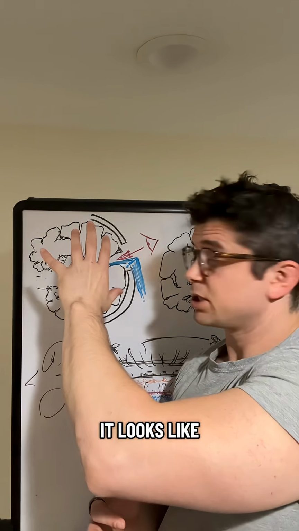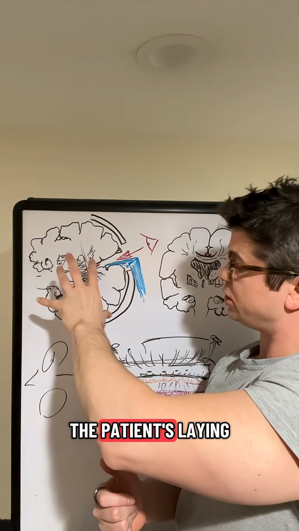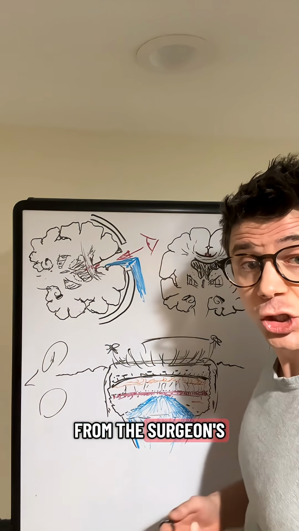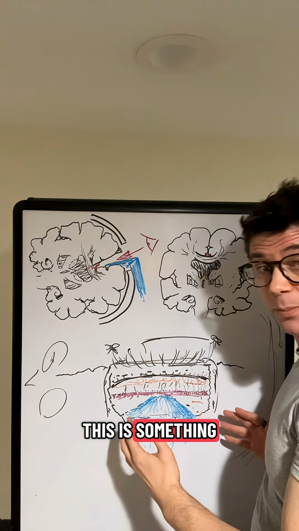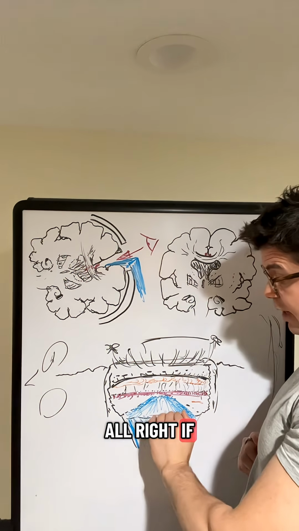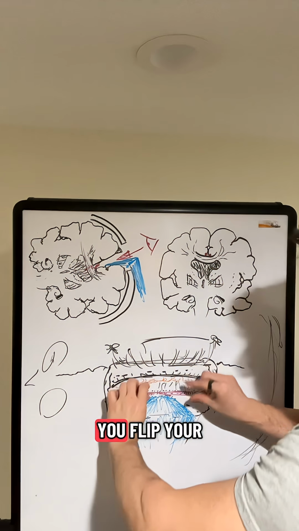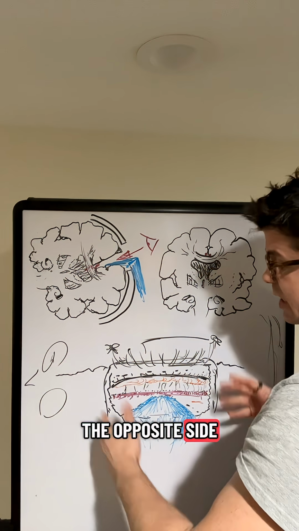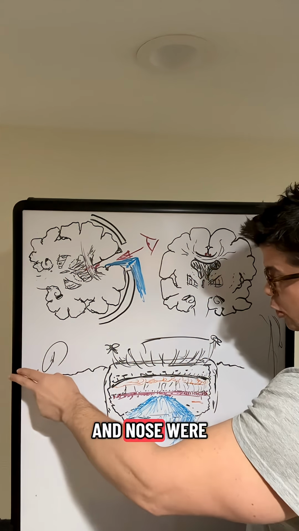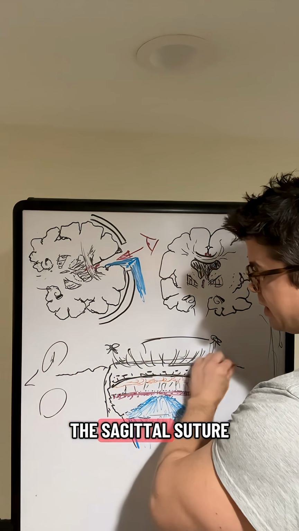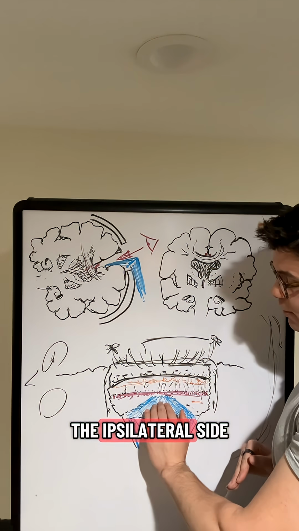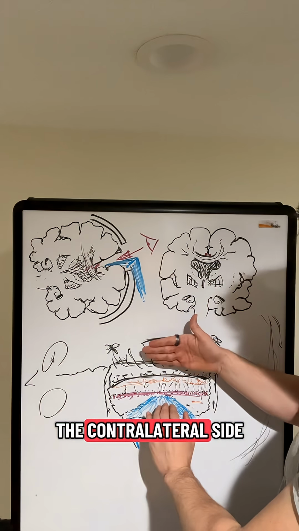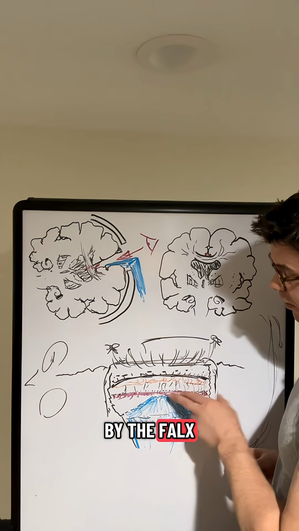While that's what it looks like in a coronal view, if the patient's laying on their side, from the surgeon's point of view, this is something like what you would see, all right? If you have your retractor here, you flip your dura up onto the opposite side. This is if the patient's eyeballs and nose were over this way. So this is the sagittal suture over here. And what you do is you're pulling down the ipsilateral side of the brain. The contralateral side of the brain is held up by the falx.